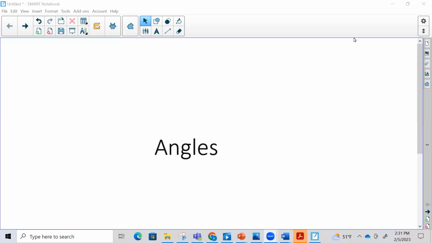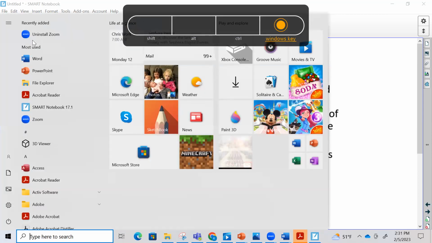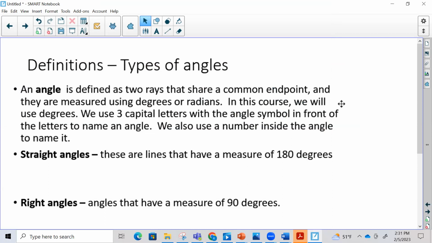So in this video, we're going to look at angles. This is task 7 in your packet on angles. So we're going to look at the different types of angles. I'm sure you've heard most of these, but just to kind of review them.